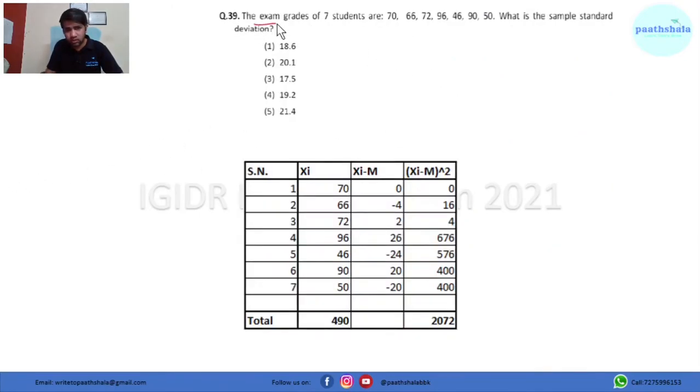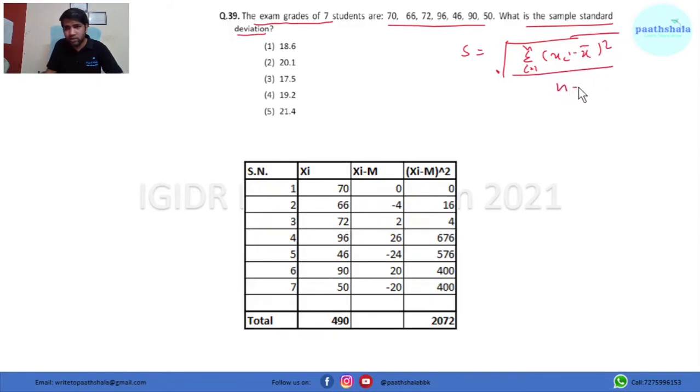In this question, it is saying exam grades of 7 students are this. What will be the sample standard deviation? So let me tell you the formula for sample standard deviation. Let's say this is a small s. So this will be under root summation i varying from 1 to n, xi minus x bar whole square, divided by n minus 1. So here n is the number of students. So here n is 7. Now we have to find the x bar.